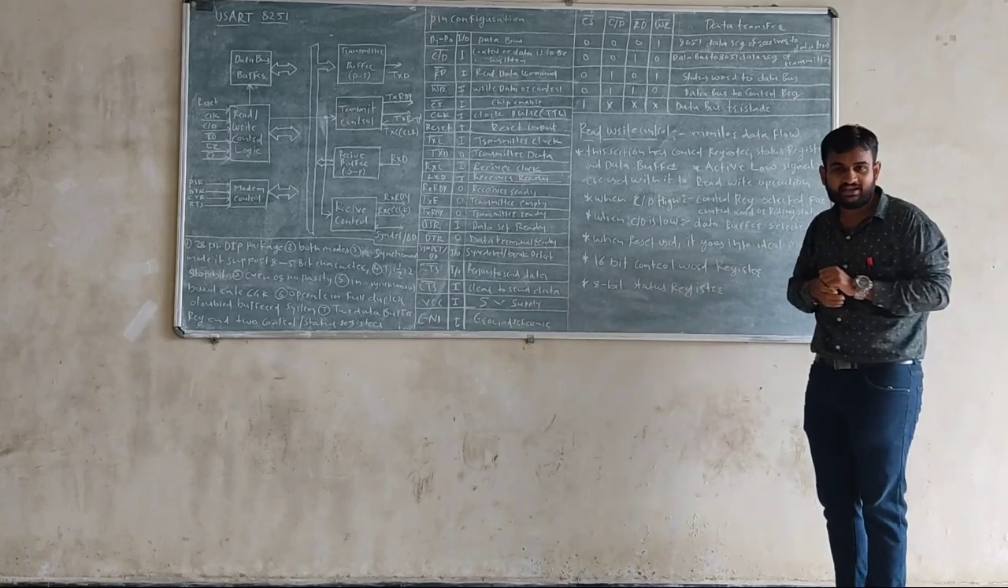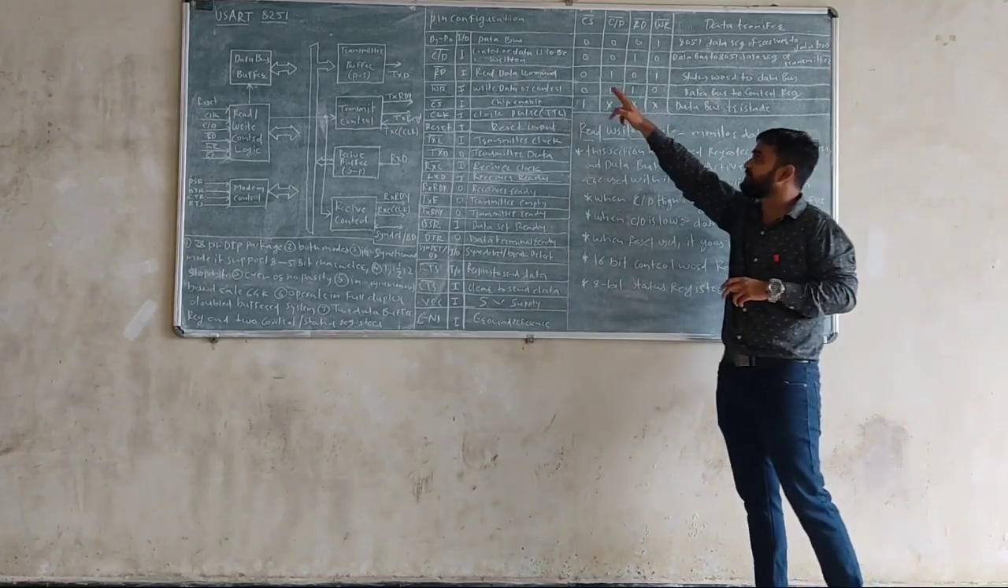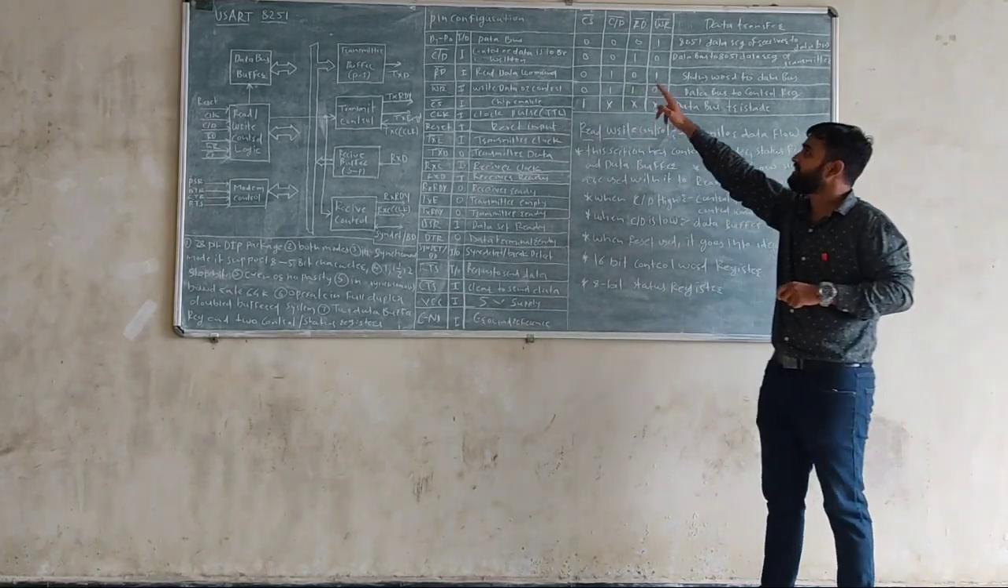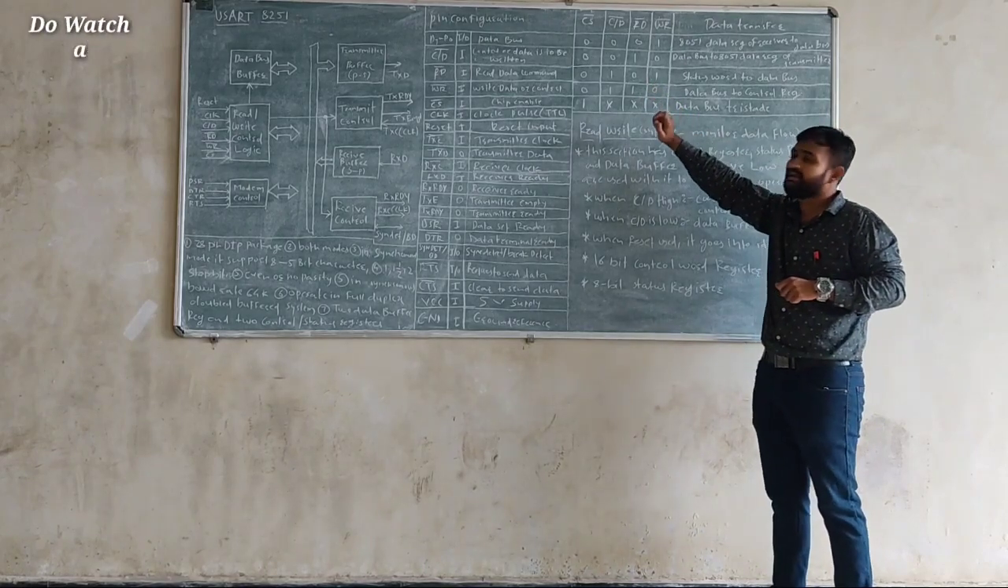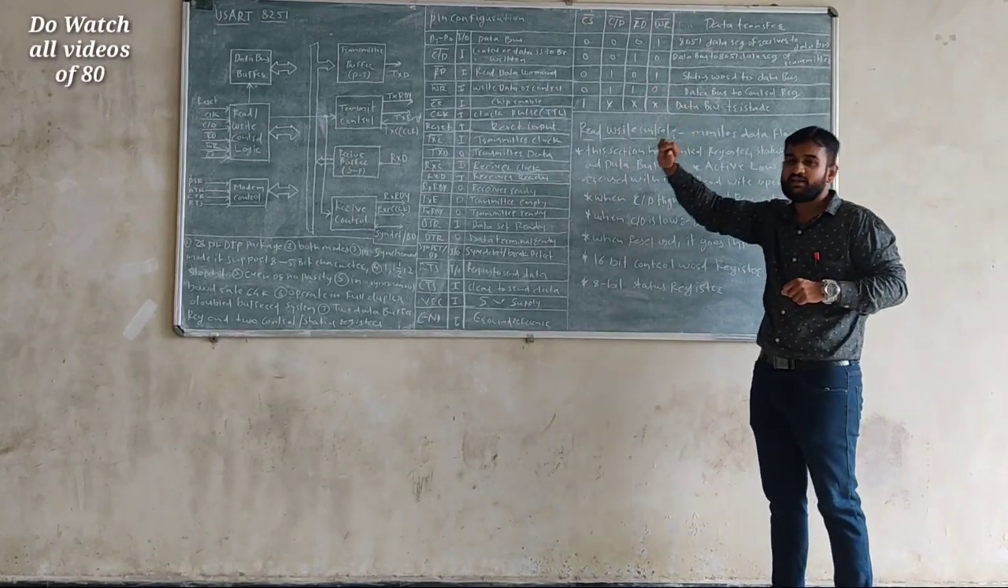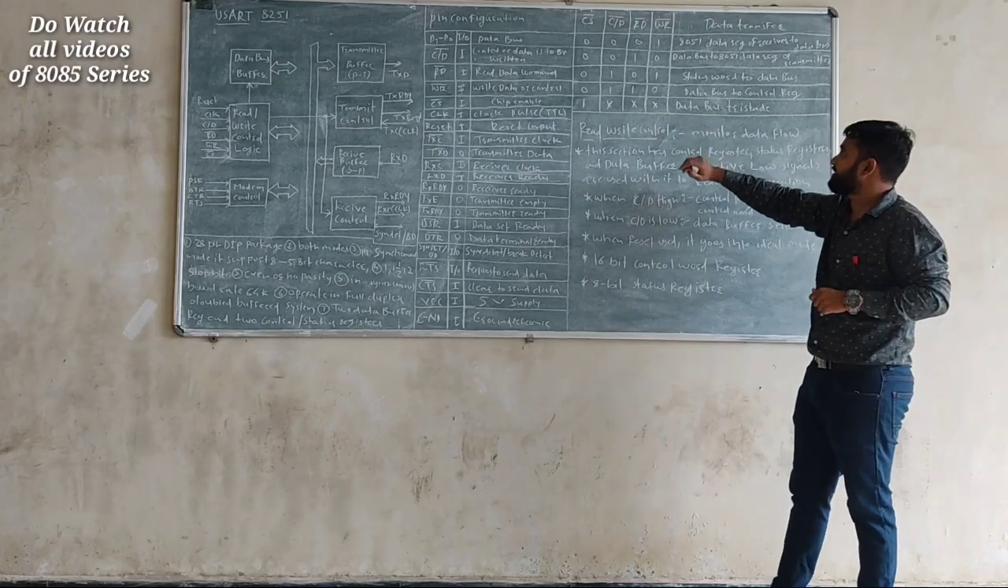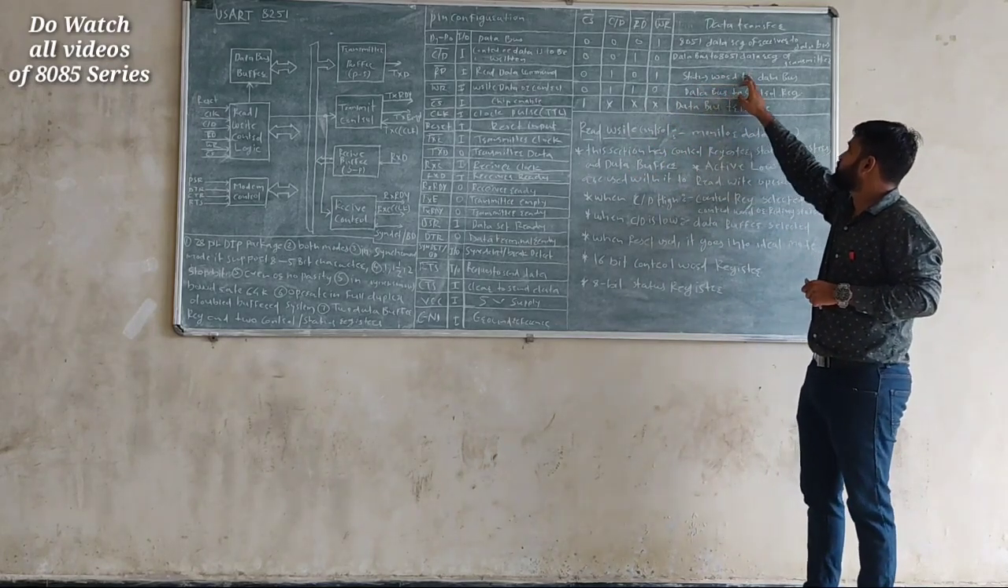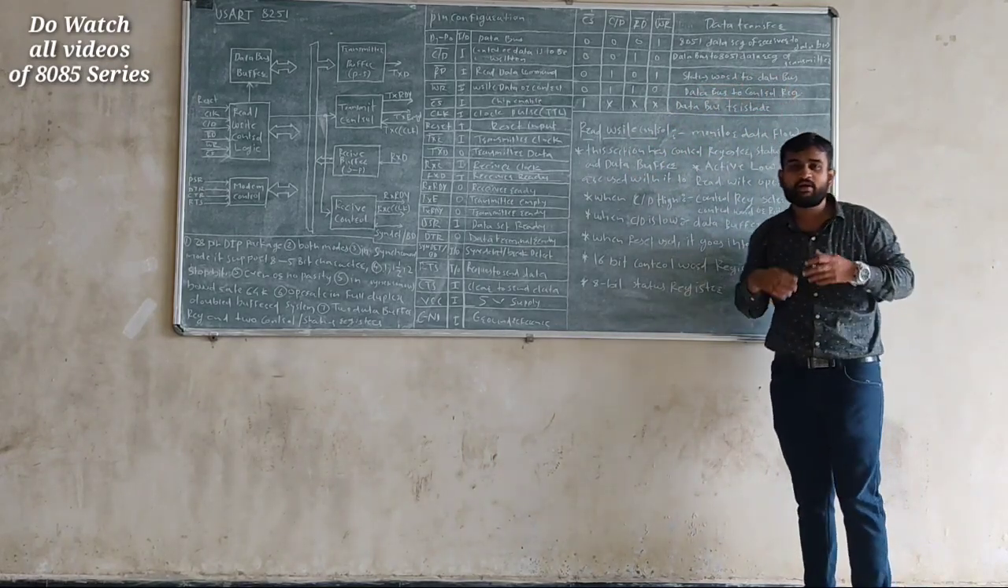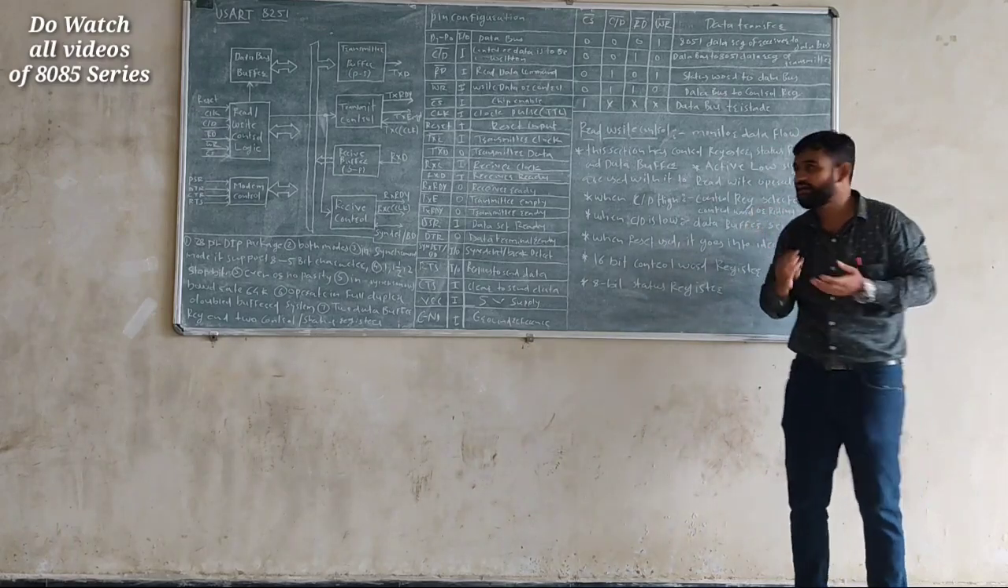Then we have the next case. At that situation, CS is at 0, CD is placed at 1, RD is placed at 0 and WR is placed at 1. At that situation, status word goes to the data bus. At that time we are going to know the status on the data bus.